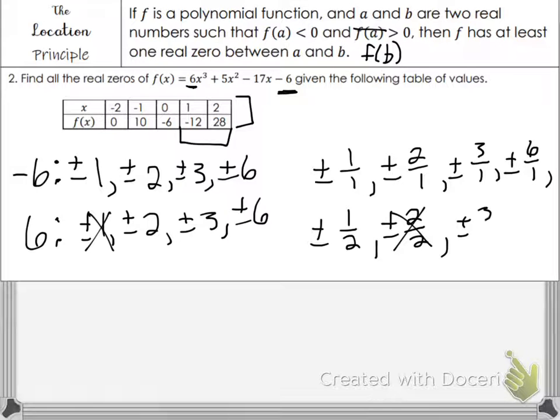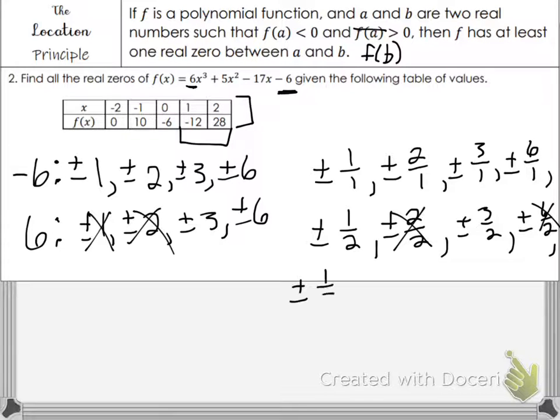Plus or minus 3 over 2. And plus or minus 6 over 2. Do I already have a version of 6 over 2? Yeah, it's 3. I don't need that one. 6 over 2 is 3 over 1, right? I already have a 3 over 1. Right? So I put them all over 2. Now I got to put them all over 3.